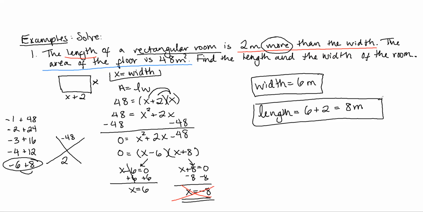And then just kind of checking this in the context of the original problem, so not looking back at our original equation, just in case that was wrong. The length, so we have our length right here is 8, is 2 meters more than the width. And our width was 6 meters, so 8 is 2 meters more than 6. So that part's good. And the area of the floor was 48 meters squared. Area, length times width, 8 times 6 is 48. So that also works out. So our solution here is good, and we fully answered the question.